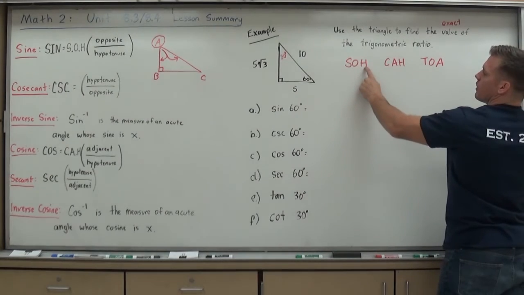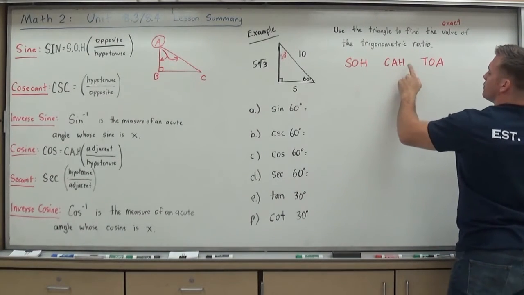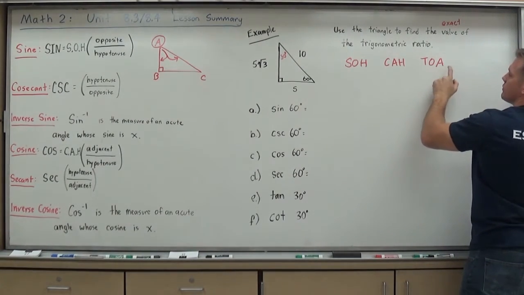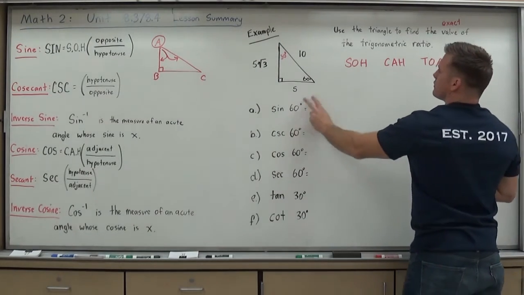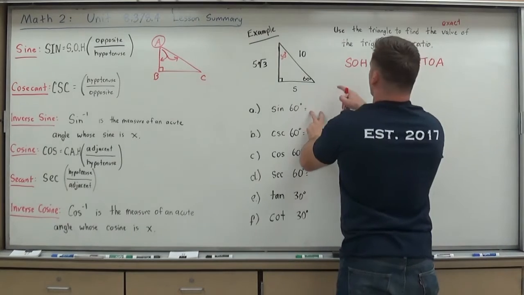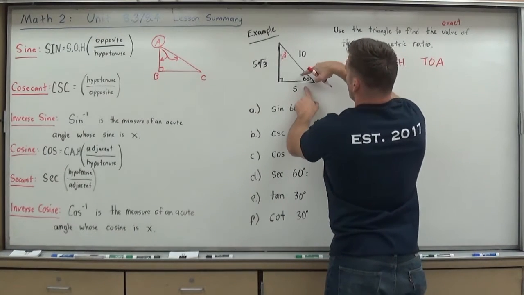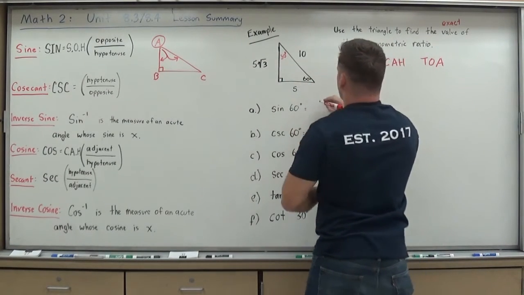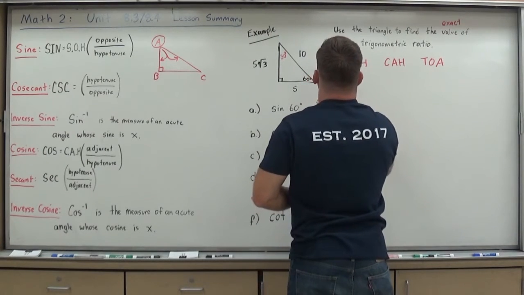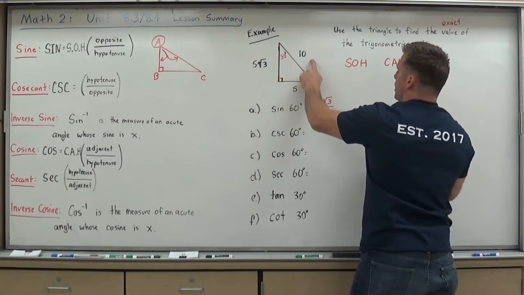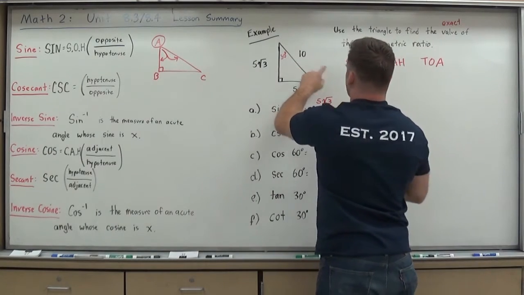Sine, opposite over hypotenuse. Cosine, adjacent over hypotenuse. Tangent, opposite over adjacent. So, SOH CAH TOA. Sine of 60 is going to be opposite over hypotenuse: reference angle, opposite is 5 root 3 over hypotenuse, 10.